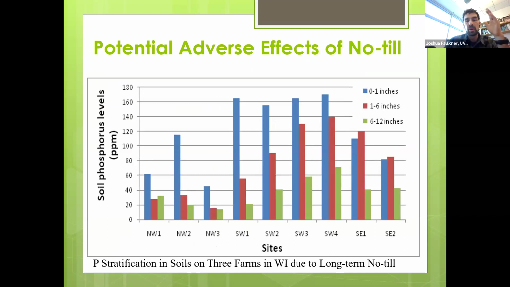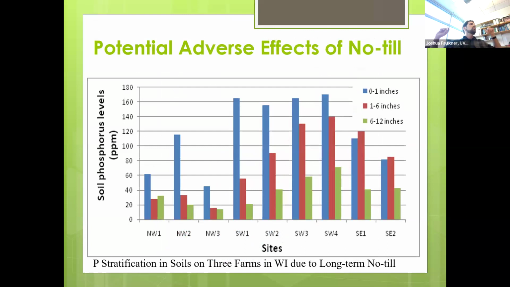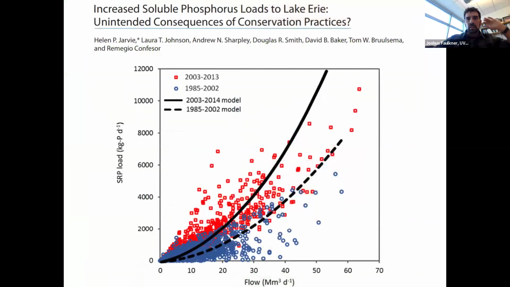The blue bars are the shallow soils, and you can see these elevated concentrations of phosphorus in these surface soils from long-term, really from the cessation of mixing, of tillage of the soil. So you have all this phosphorus sitting right there in the surface of the soil. And then I'll go ahead and go on to the next slide, I guess.